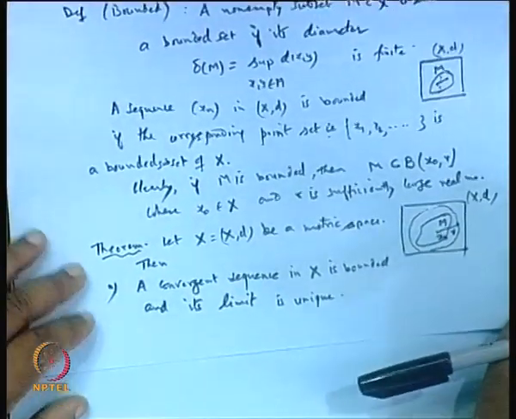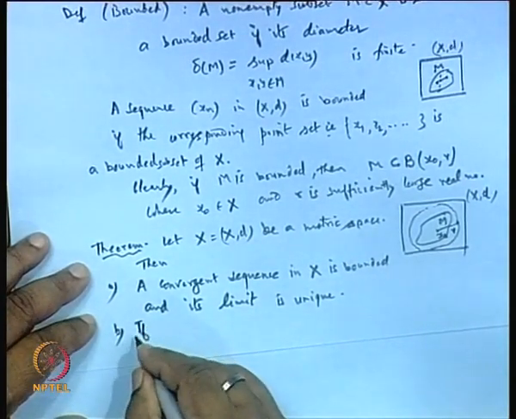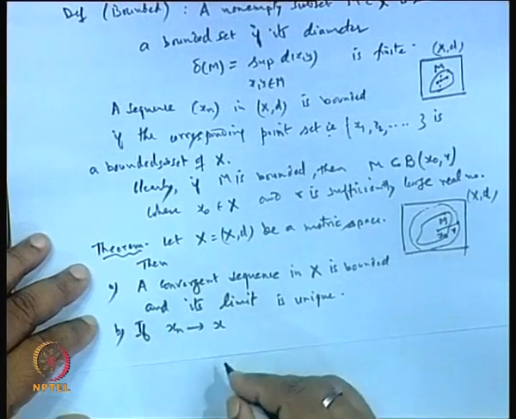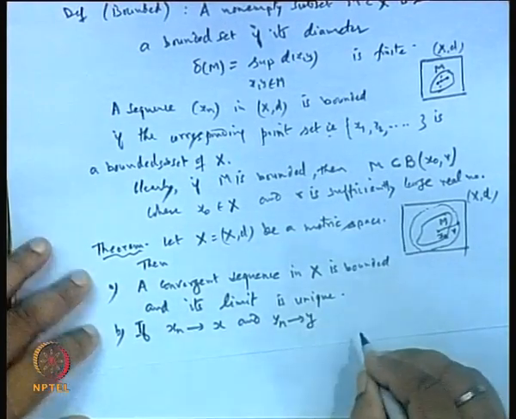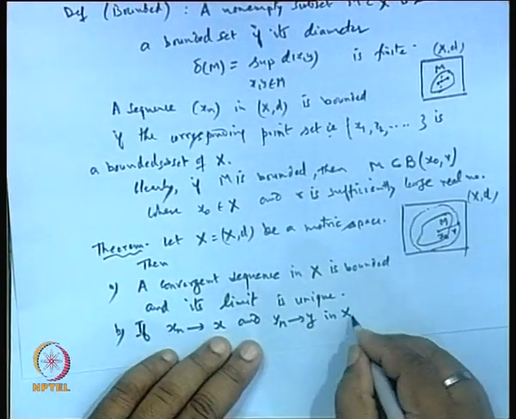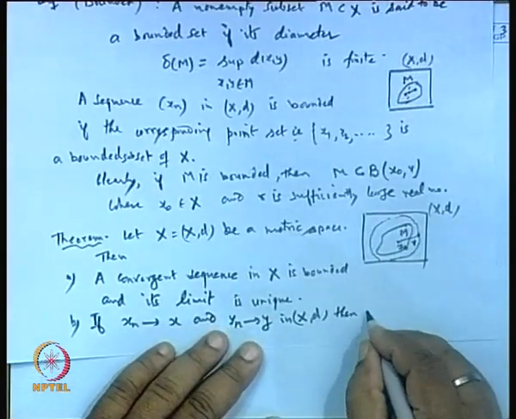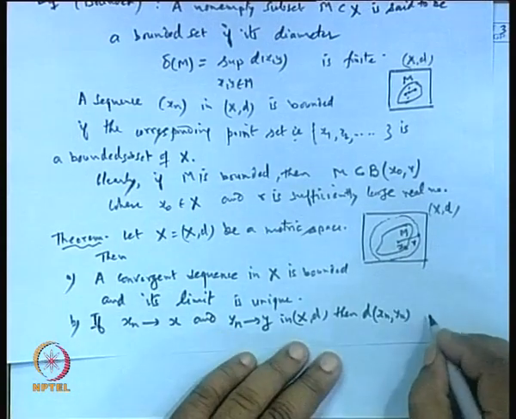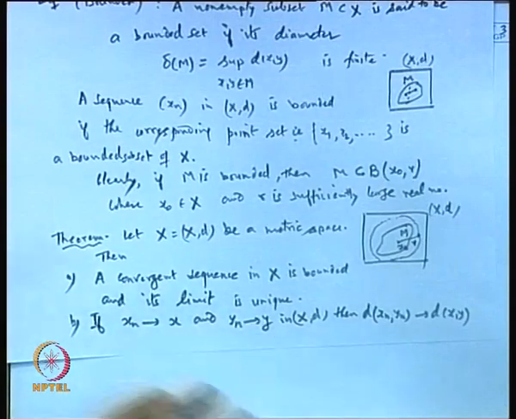The second point which is true: if the sequence x_n converges to x and y_n converges to y in the metric space (X, d), then the corresponding distances d(x_n, y_n) will go to d(x, y).